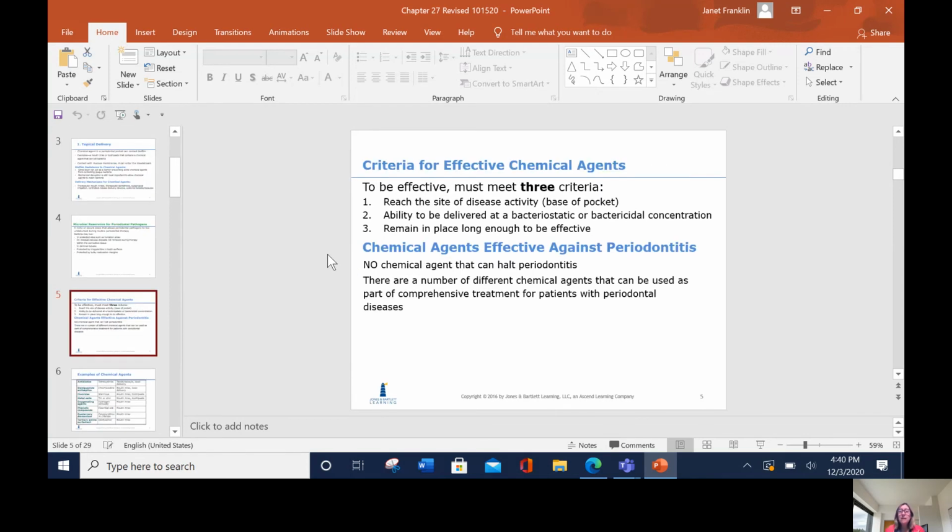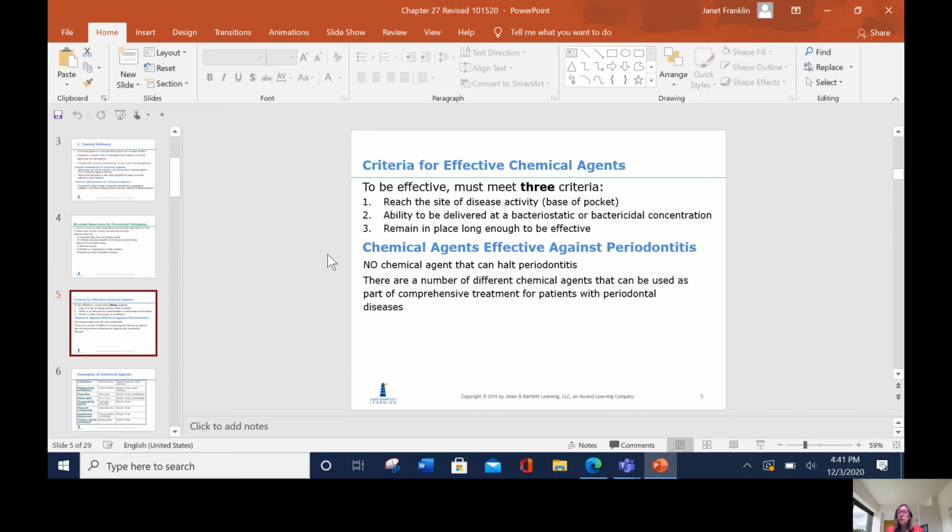So what makes an effective chemical agent? To be effective, it must meet 3 criteria. It must be able to reach the site of the disease activity, so the base of the pockets where most of your disease activity is going to be occurring. And remember, the deeper the pockets, the harder it is going to be to reach. It must be able to be delivered at a bacteriostatic or bactericidal concentration, so it must be able to have an effect or kill the bacteria, and it must be able to remain in place long enough to do that.